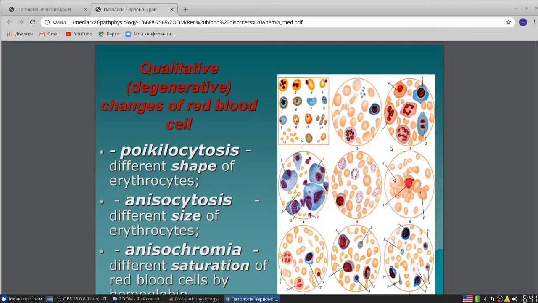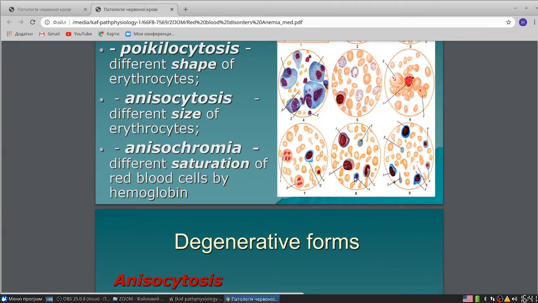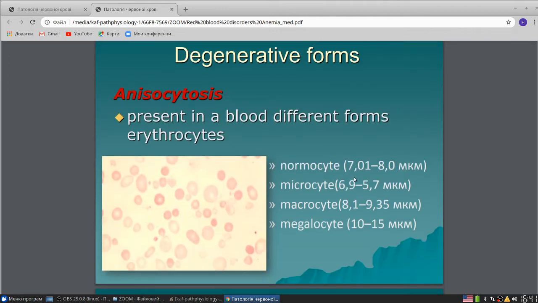The second group is anisocytosis. It's different size of erythrocytes. It can be subdivided into four groups. Normocytes, in the normal range from 7 to 8 micrometers; microcytes, less than 7 micrometers; macrocytes, more than 8 micrometers; and megaloblasts, when the size of erythrocytes will be more than 12 micrometers. All these types of erythrocytes can characterize different forms of anemia.